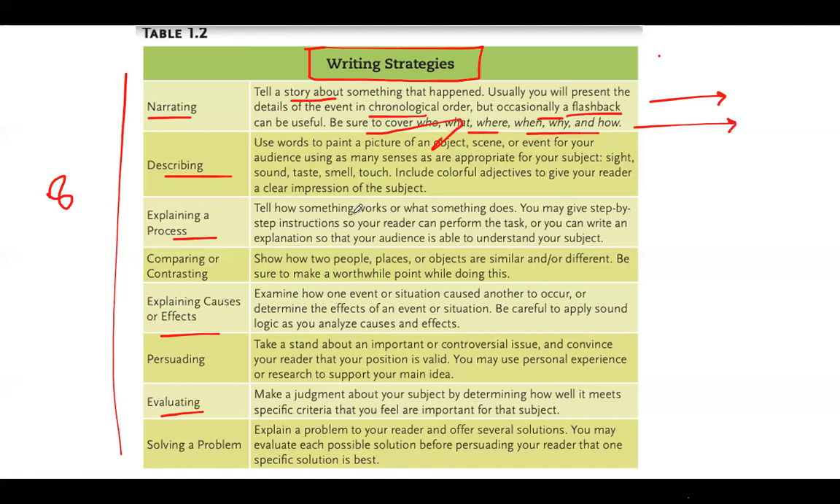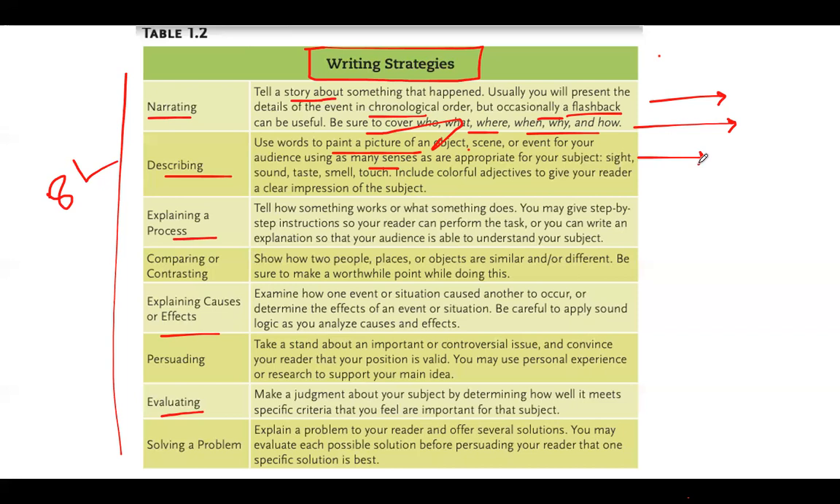All right. And then the second one is describing anything. And what is description of anything? That is when you paint a picture of objects, scenes, or events for your audiences using as many senses as appropriate for the subject. So it means when you are using your senses in your writing, as we see, especially in poetry, in John Keats' poetry, he uses a lot of senses. So whenever you use a lot of senses, it actually creates a vivid image of that particular scenery or object.